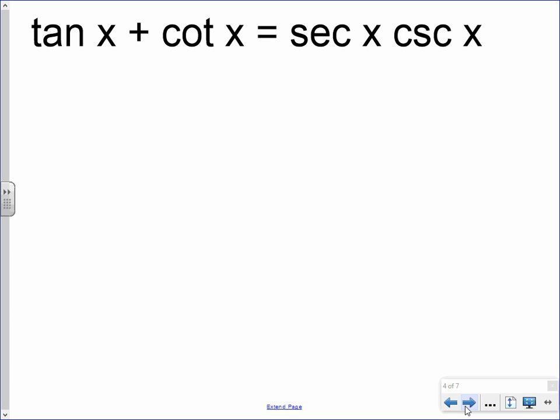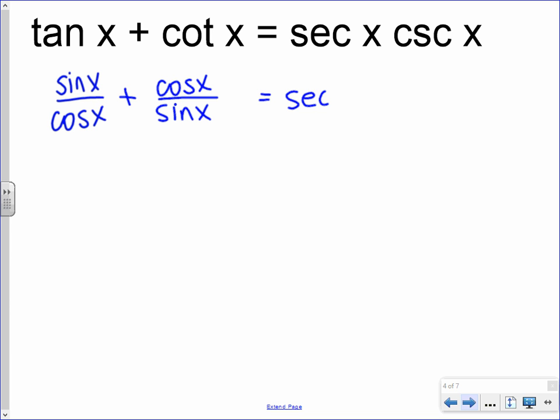We also know that these can be written as fractions, right? Okay. So we can say that tangent is sine of x over cosine of x. Cotangent is cosine of x over sine of x. And we use the quotient identities to rewrite that left side. You're going to explain to me what happened.